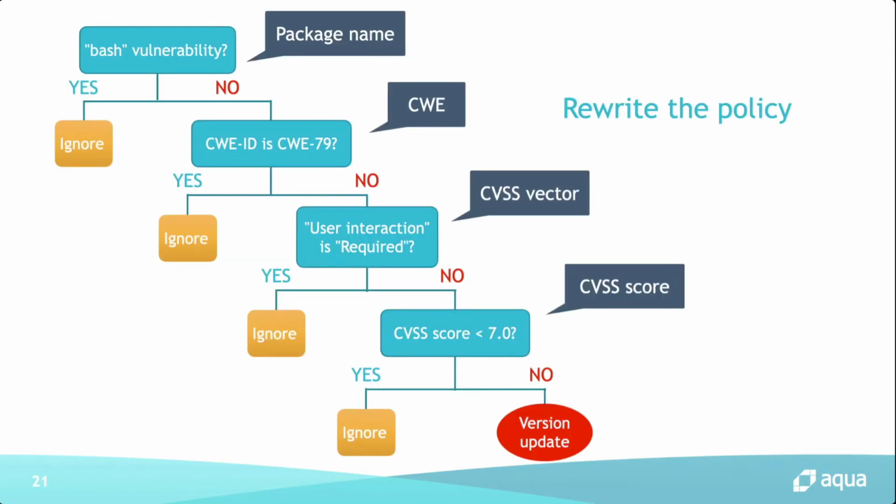Now, you can rewrite the policy using these metrics. If you want to know if the vulnerability is XSS, you can check if the CWE ID is CWE-79 or not. If you want to know if the vulnerability requires user interaction, you can check if user interaction in the CVSS vector is required. So it allows you to handle vulnerabilities automatically.